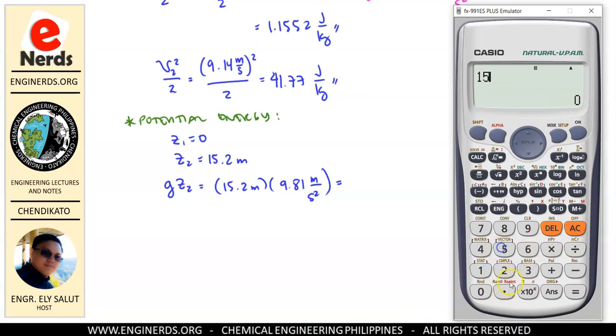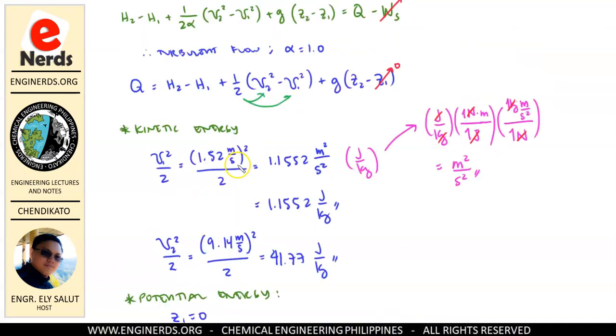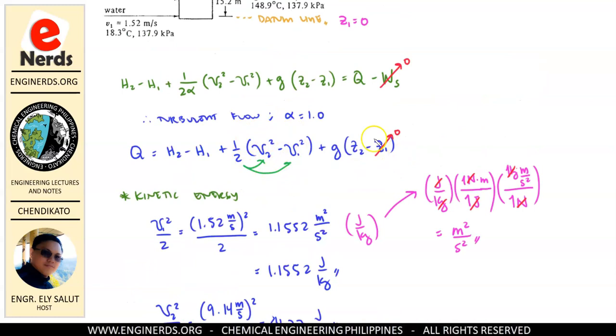So our answer here will be, we have 15.2 times 9.81, which is equal to 149.1 meter squared per second squared. So, katulad nung nabanggit natin kanina, this is 149.1 joules per kilogram. Okay? So, meron na tayong value ng Z2. Alam na natin yung value nito, alam na rin natin yung value nito. Now, what remains is itong difference ng ating enthalpy. So, kailangan nating makuha yan.